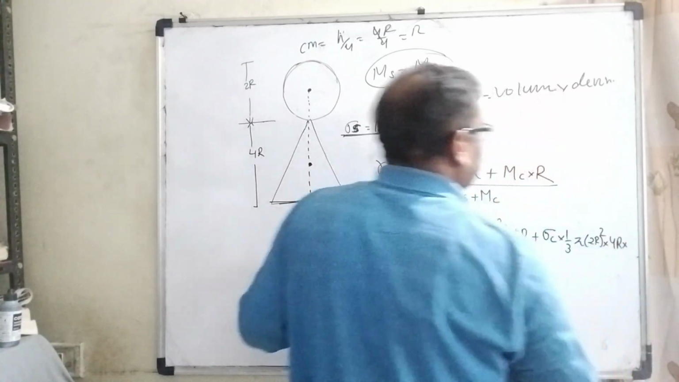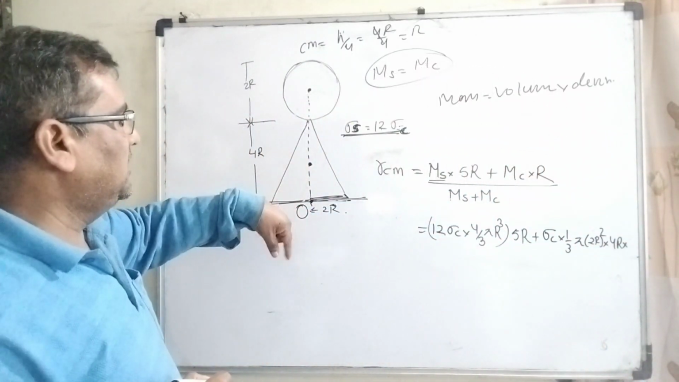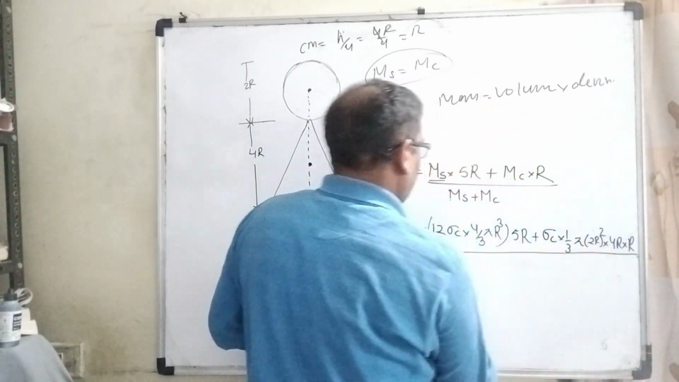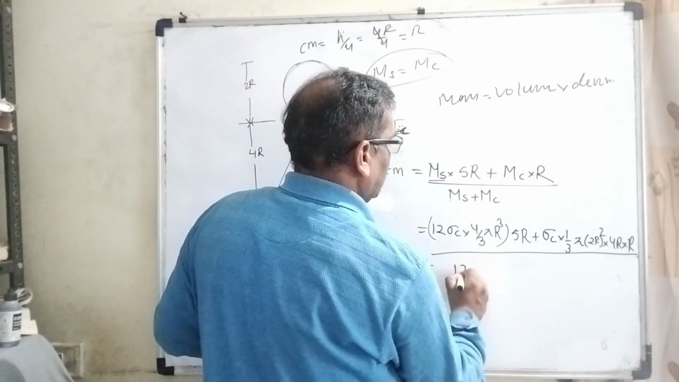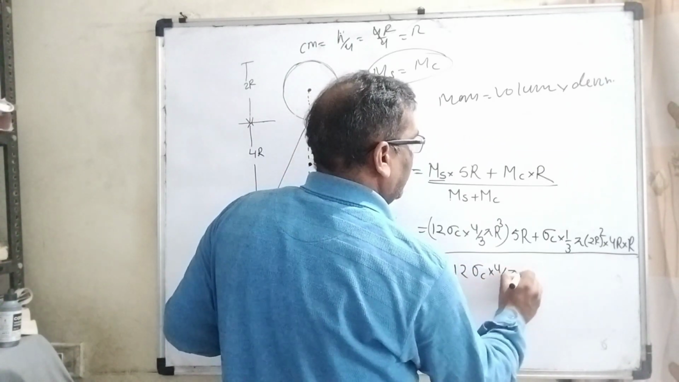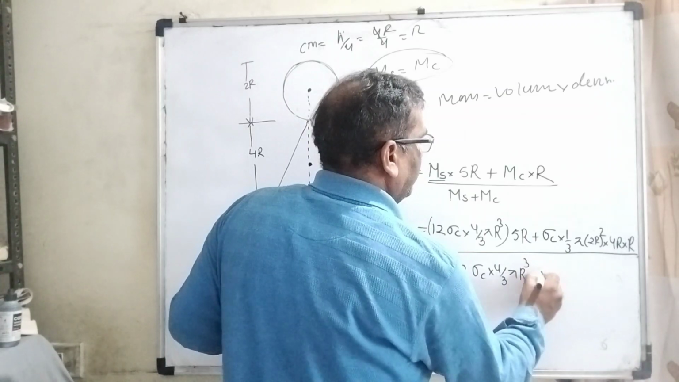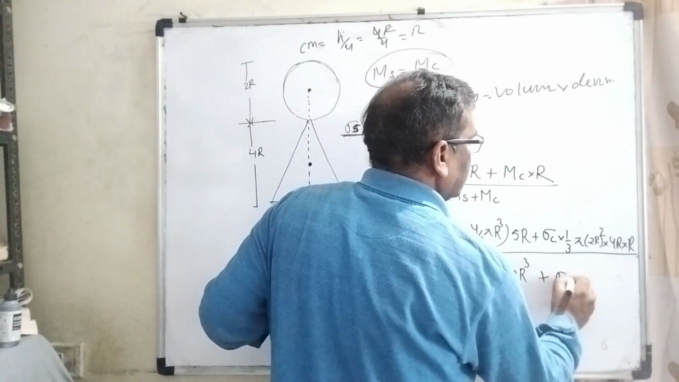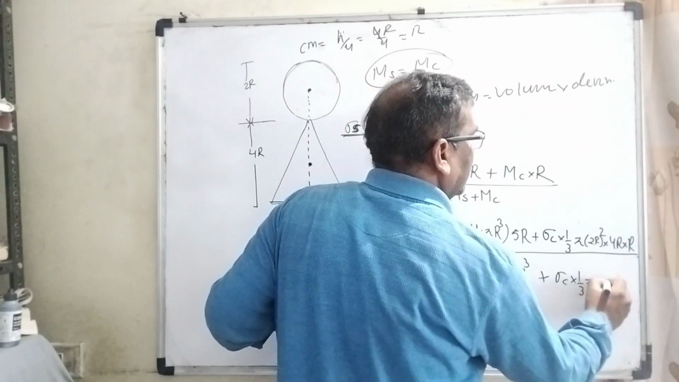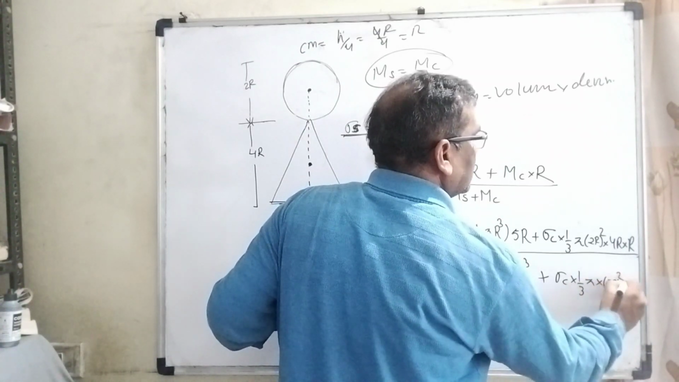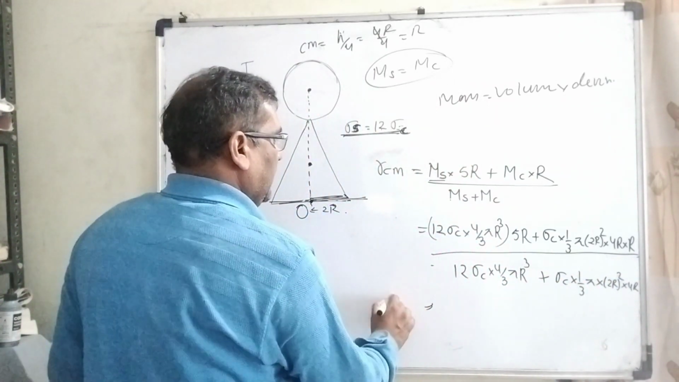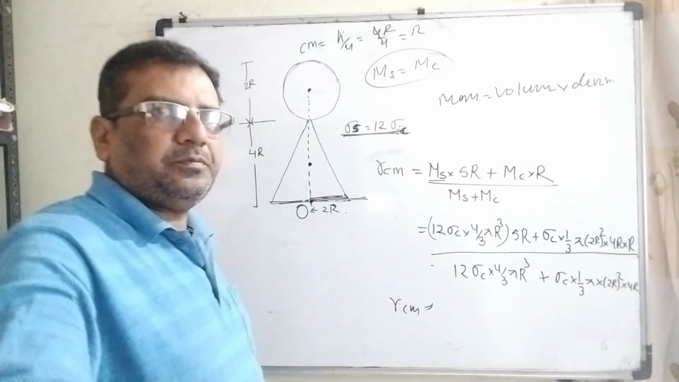and the distance of the center of mass we have already found, r, upon the total mass, sigma c 4 by 3 pi r cube plus sigma c 1 by 3 pi and 2r whole square and 4r. This is the mass. Then the center of mass.